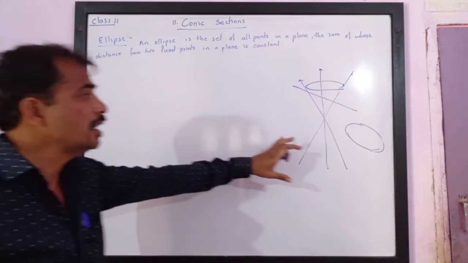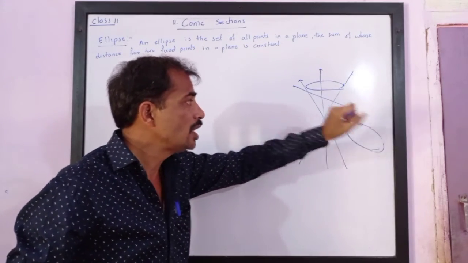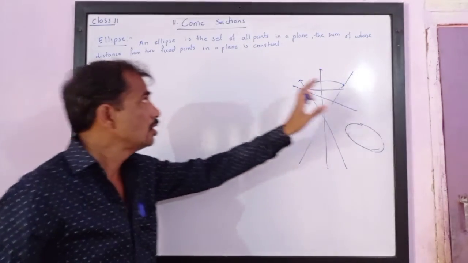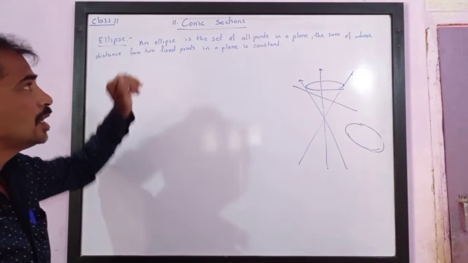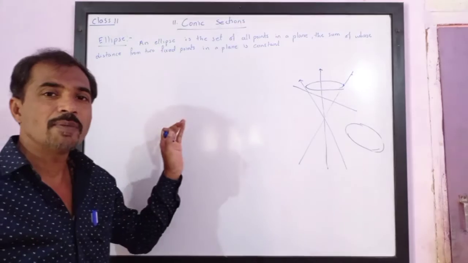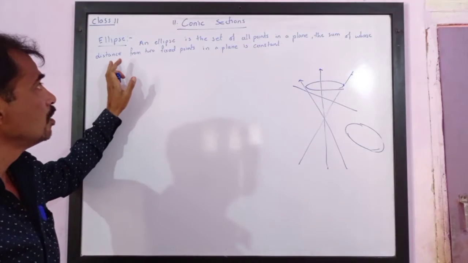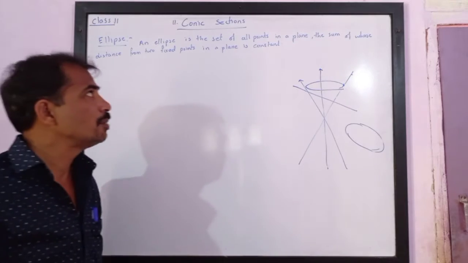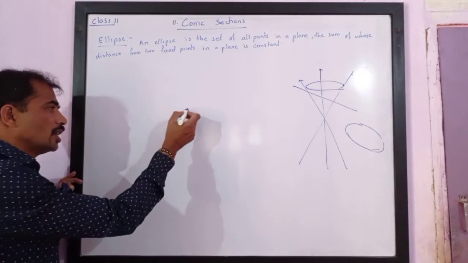Now let us understand this. What does the ellipse mean in two dimensions? It is a two-dimensional curve. So let us try to understand. An ellipse is a set of points, the sum of whose distances from two fixed points in a plane is constant. Now let's see what this means.